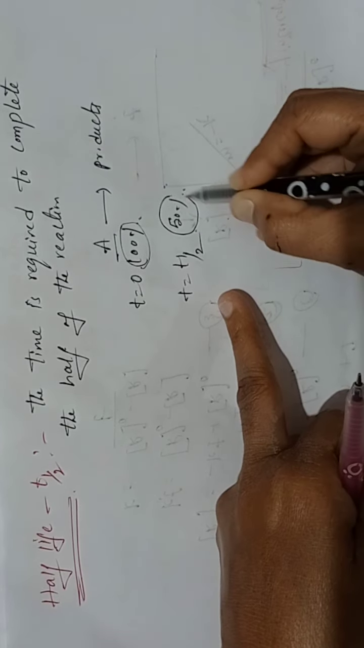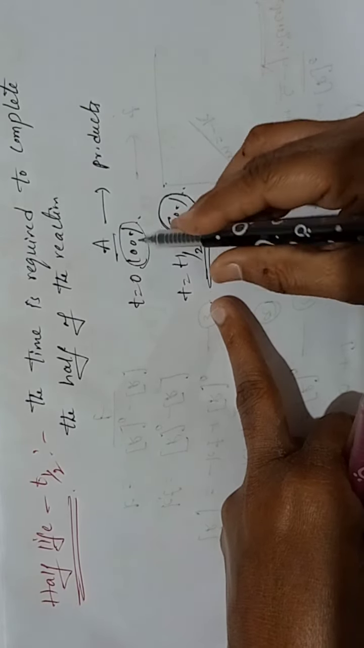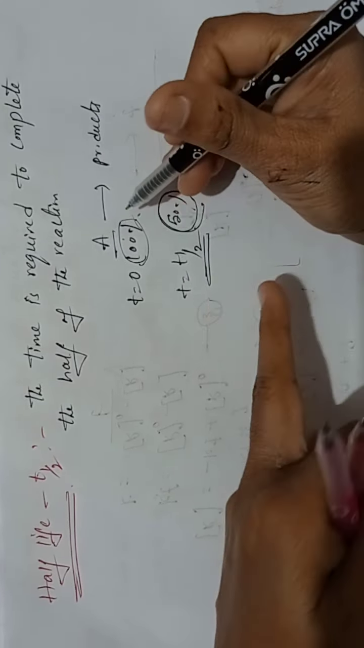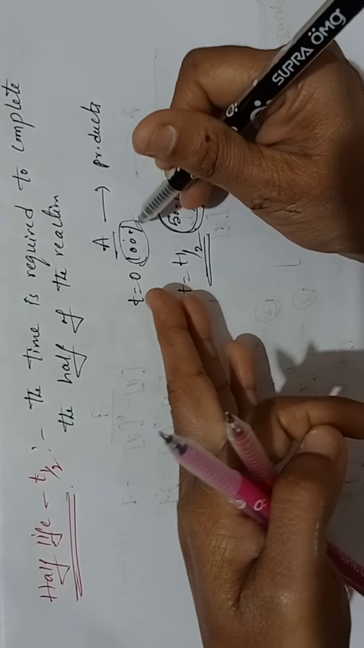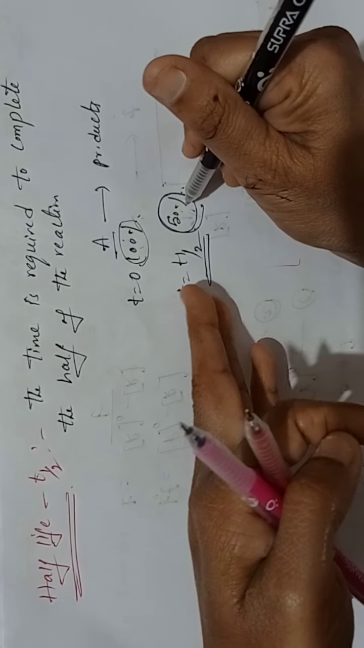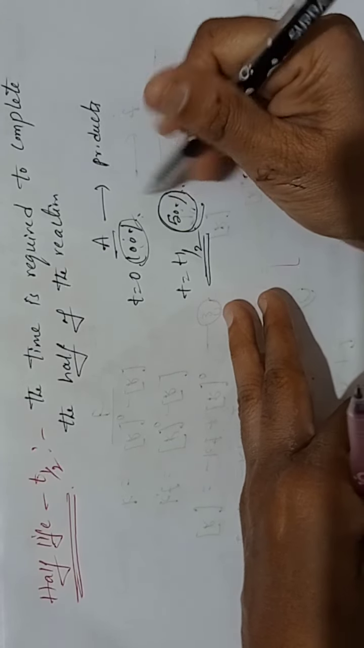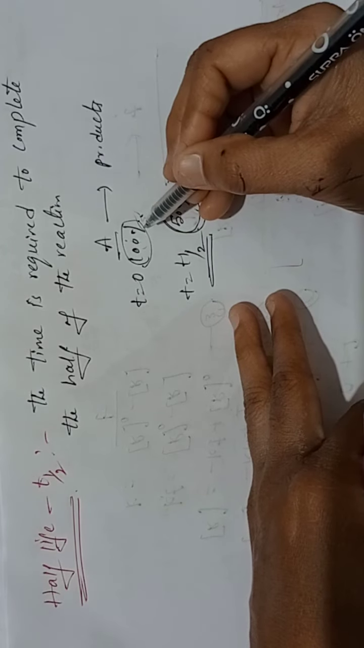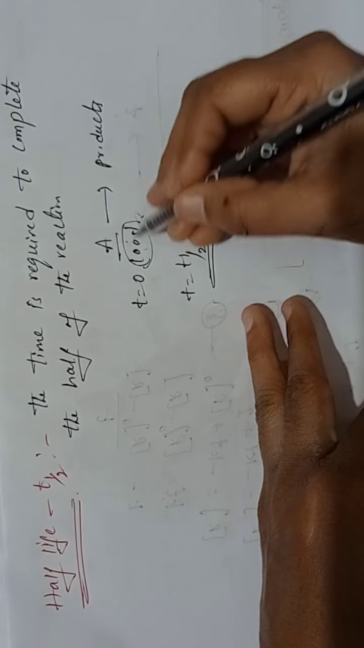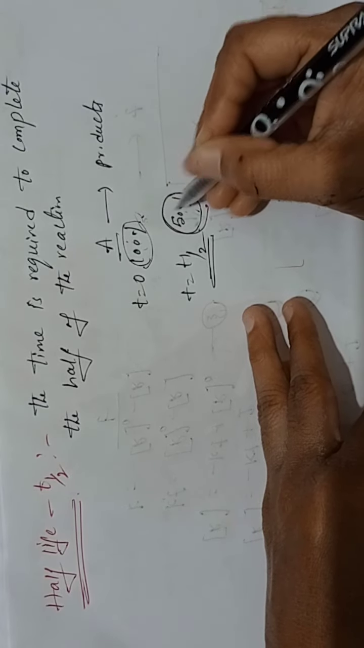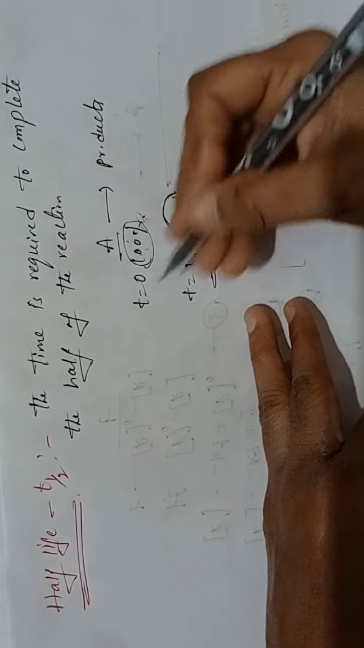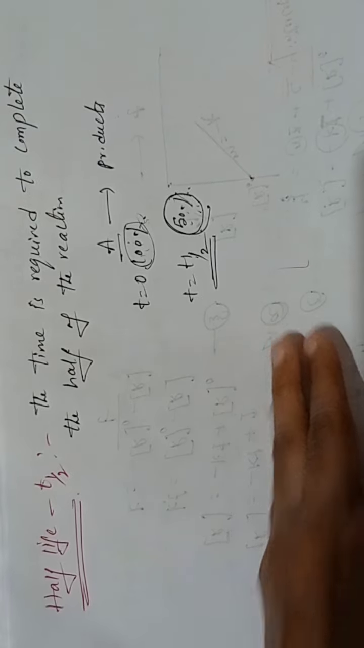To complete half of the reaction, how much time is required? That is nothing but half life. Clear, students? Initially A is 100%. To complete half of the reaction, that means to become half, that means 50%. That is how much time is required. That means concentration of A is maximum initially. By increasing the time of the reaction, the reactant concentration decreases, from 100 to 50%, that means to become half. How much time is required? That is nothing but half life.